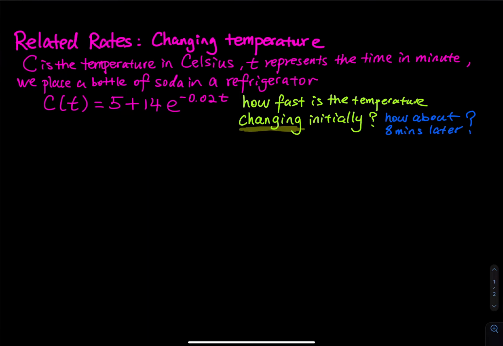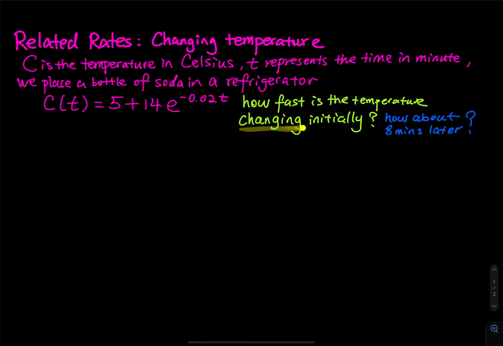Here is a very basic related rate problem. Changing temperature. C is the temperature in Celsius. t represents the time in minutes. We place a bottle of soda in a refrigerator. So the temperature of this soda can be described by the function C of t equals 5 plus 14 times e raised to the negative 0.02t. My question is, how fast is the temperature changing initially?